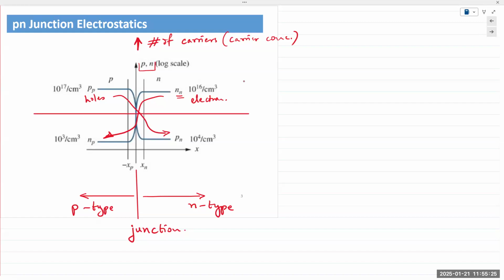And if you draw a line right here, these are the majority carriers, these are the minority carriers.